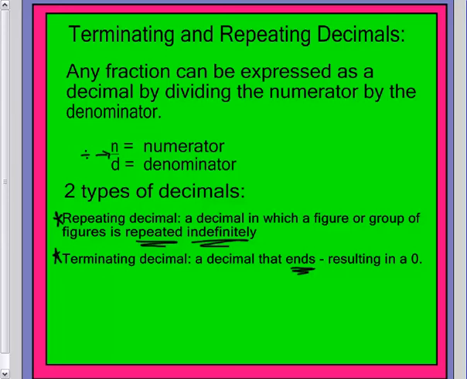Hey guys, today we're talking about fractions and terminating and repeating decimals. Okay, so a fraction can be expressed as a decimal. Basically what we do is we take the numerator and we divide it by the denominator. A fraction bar is a division.